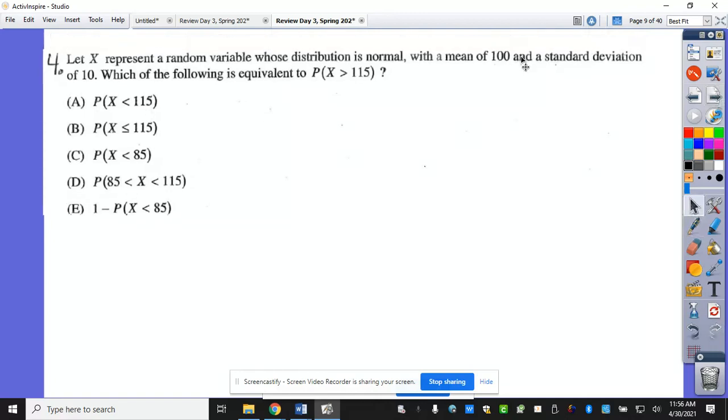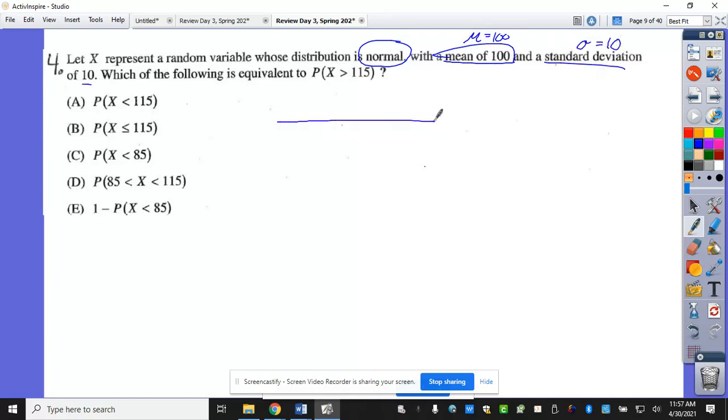Alright, let X represent a random variable whose distribution is normal. What is really important? What do I know about normal? So I know my 68, 95, 99.7%, and what else? What does it look like? Bell shape. With a mean of 100, standard deviation of 10.